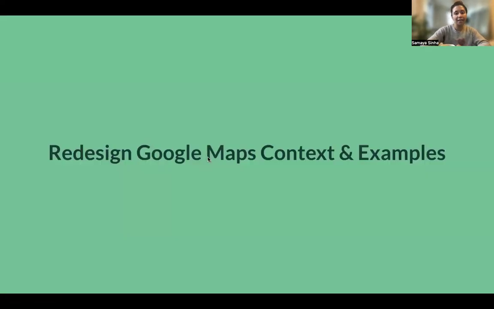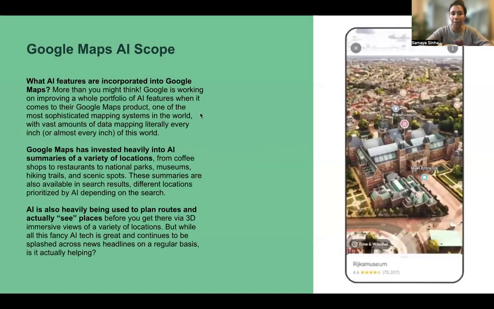So with that, let's get into some context on Google Maps. What is the scope of AI features in Google Maps currently? Right now, it's actually quite more than you think. Google is working on improving a whole portfolio of AI features when it comes to the Google Maps product. And of course, Google Maps is super sophisticated. It's one of the most sophisticated mapping systems in the world with so much data, literally mapping almost every inch of the world. I don't know if they have every single inch, but it's pretty close, right? They have at least every inch of land, if not sea.